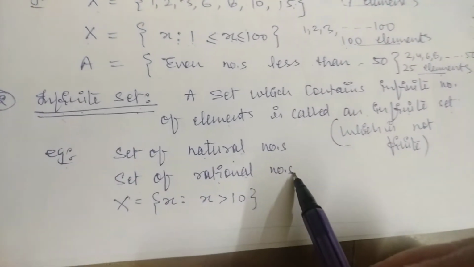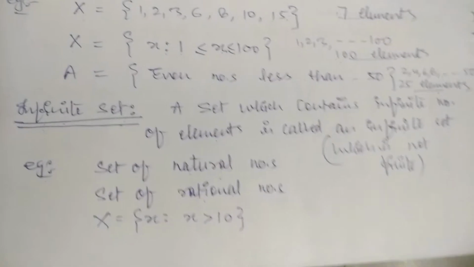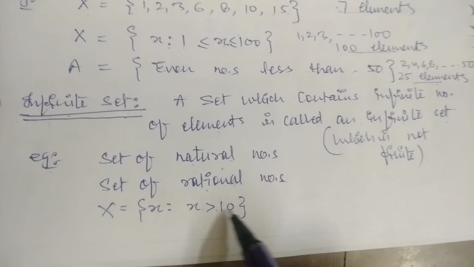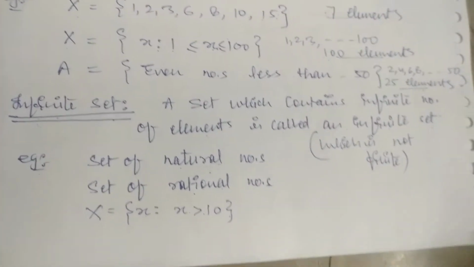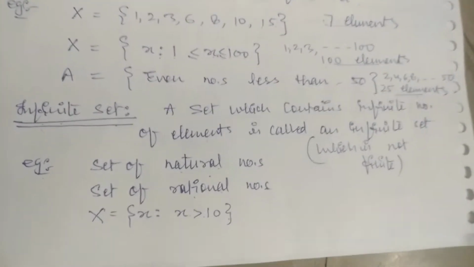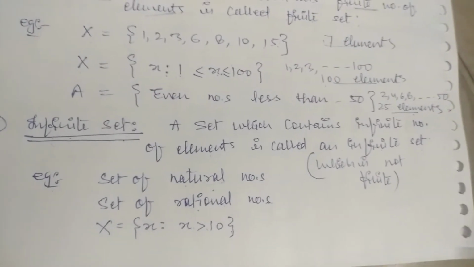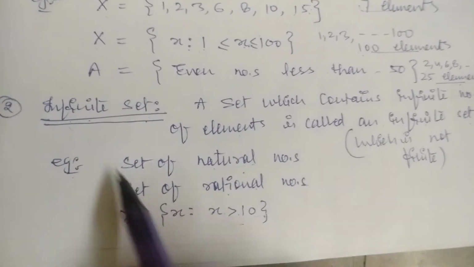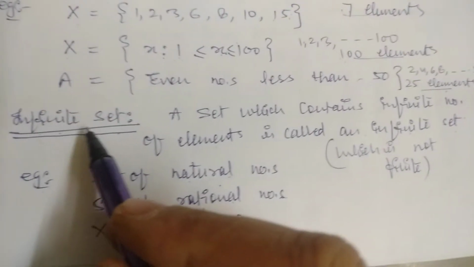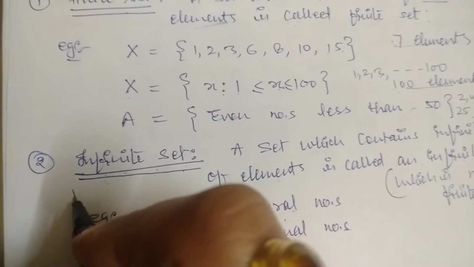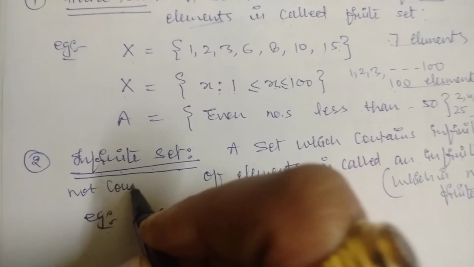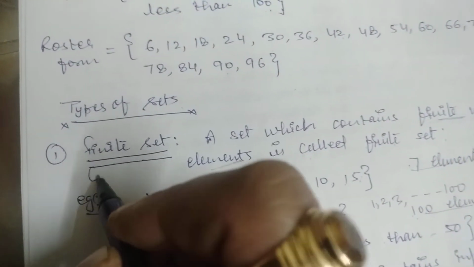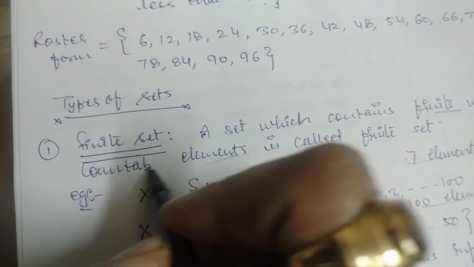Similarly, the set of rational numbers is also infinite, we cannot count it. Here we have a set capital X equal to x such that x is greater than 10. So the numbers exist more than 10: 11, 12, 13, 14, 15, 16 and so on up to infinity. Again, all these numbers are not countable, so this set is also called an infinite set. The infinite set, or you can also say, it is not countable. And a finite set is countable. Okay.